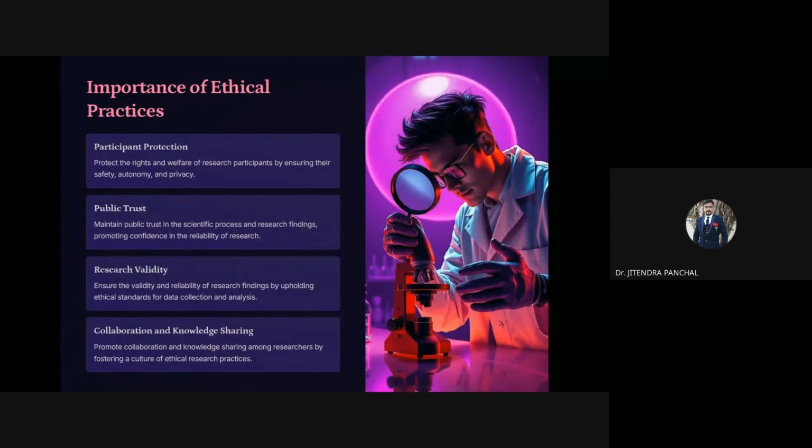So, importance of ethical practices. First of all, you need to be very sure about protection of participants, right? Protect the rights and welfare of research participants by ensuring their safety, autonomy, and privacy. Suppose you have collected data for any research, meaning you circulated a Google form where the personal information of participants is collected. And later on, you release or publish this, or sell that kind of information to industries like the cell phone industry, for any purpose. It is not good, right? Understood now?